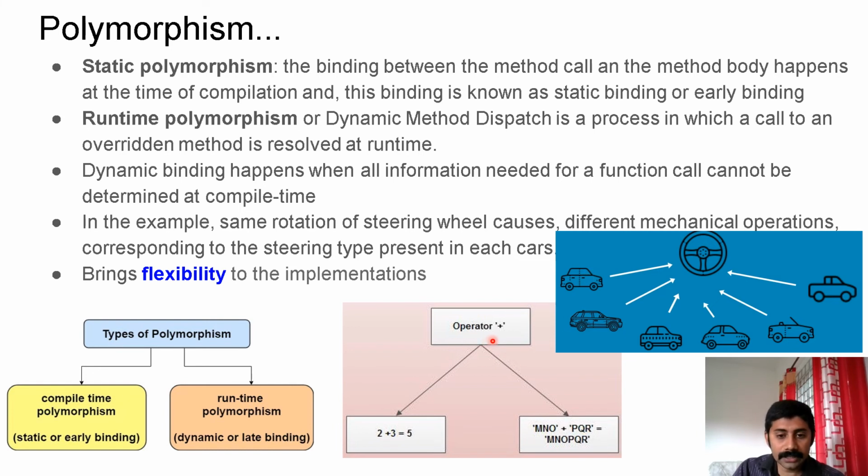Another common example is operator overloading. We have one plus operator. When you use this plus operator with two integers, it will act as addition. When you use the plus operator with two strings, MNR plus PQR, it is acting as string concatenation. So the operation or the function is the same, but the effect is different. That is polymorphism.